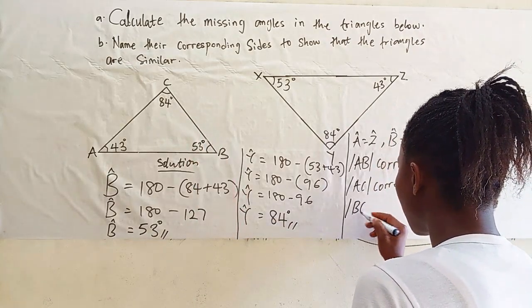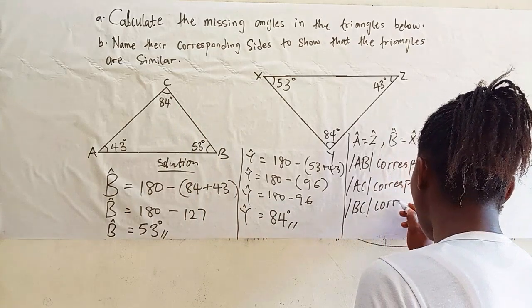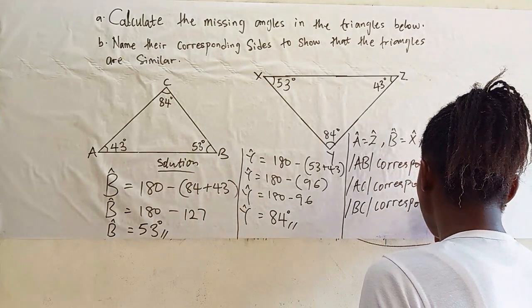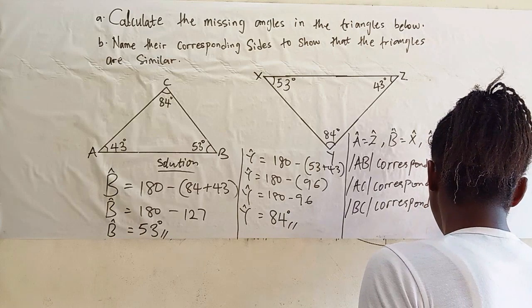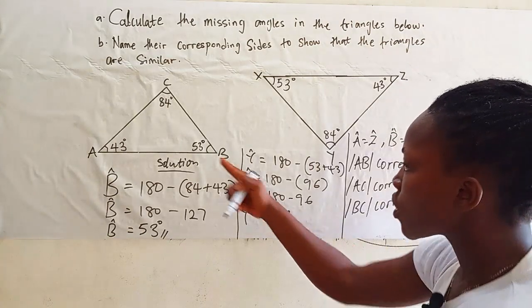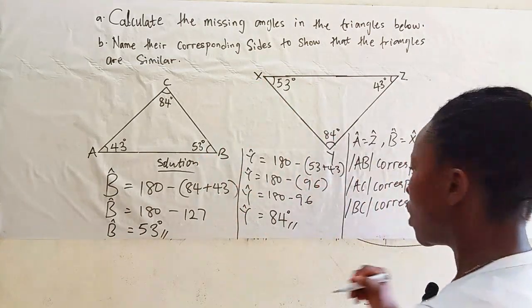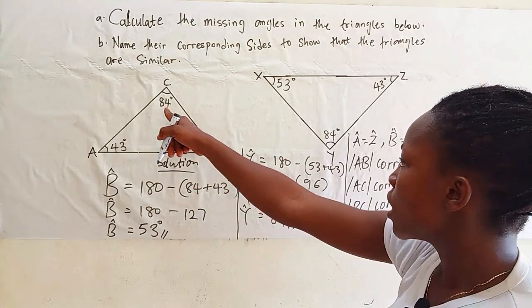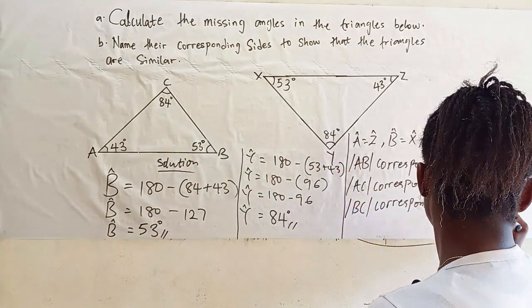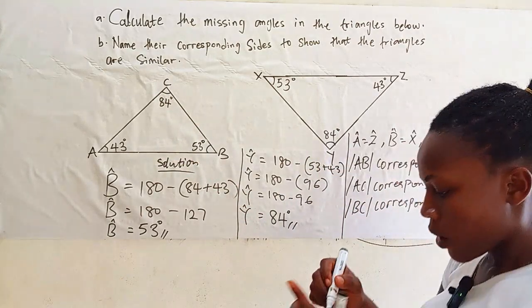Then lastly, we're going to have side BC corresponds with, our B is what? 53. That is X. While our C is what? 84. That is Y. Alright?